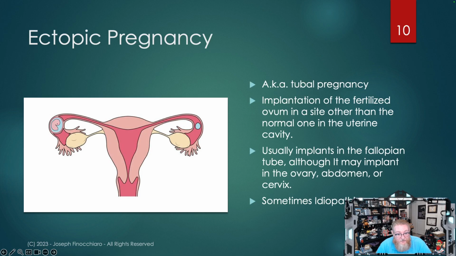Ectopic pregnancy, or tubal pregnancy, is an implantation of the fertilized ovum in a site other than the normal one in the uterine cavity. Usually, the implantation occurs in the fallopian tube, although it may implant in the ovary, abdomen, or cervix. And sometimes this is idiopathic.